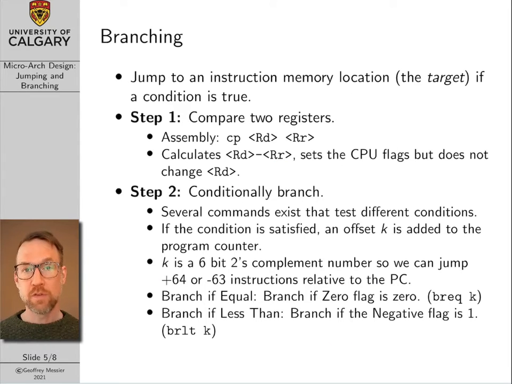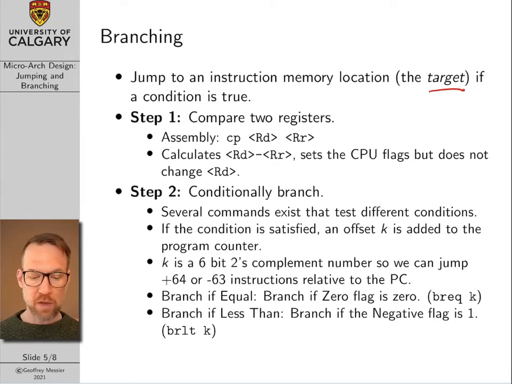Branching is basically just a conditional jump command. So branching is when we jump to an instruction memory location or target if a logical test or a condition is true. So we test something. If that test is true, then we jump to a particular location. Otherwise, we continue to execute sequential instructions as normal. Branching is implemented in different ways on different microarchitectures. On the AVR microarchitecture, branching is implemented by calling 2 different assembly language commands.